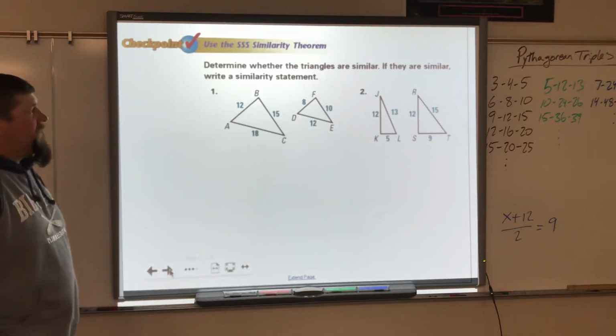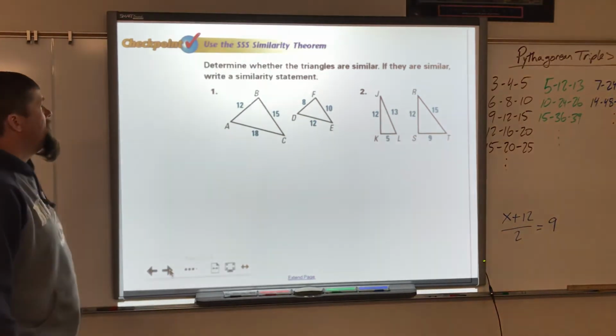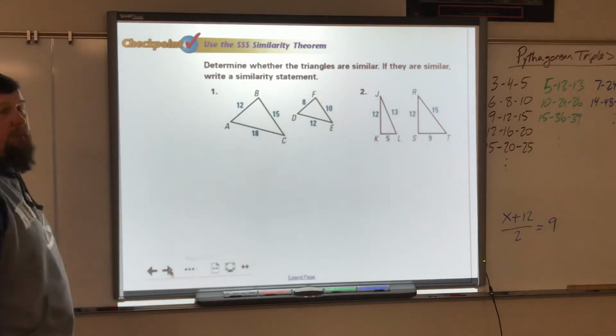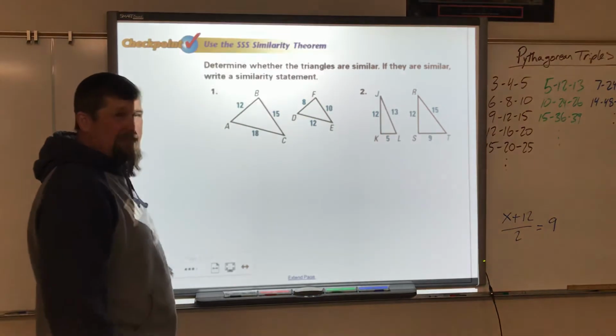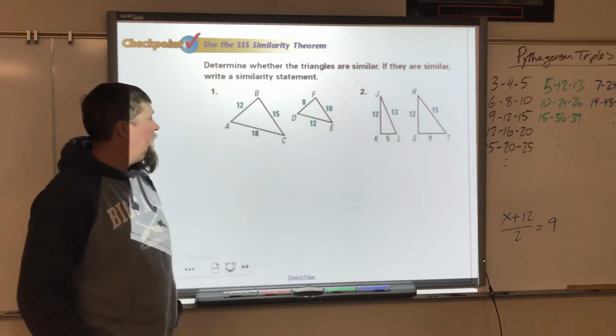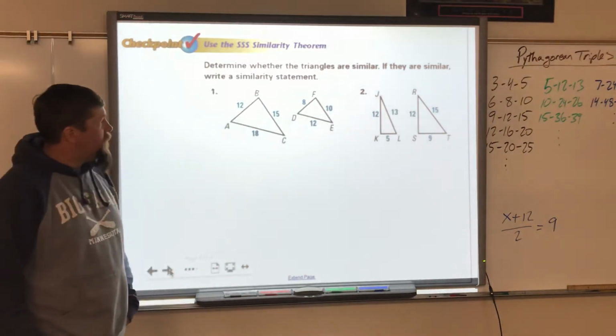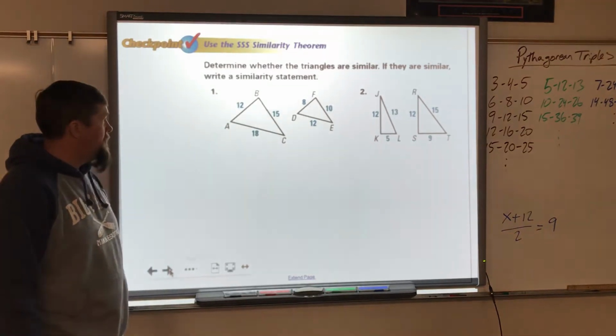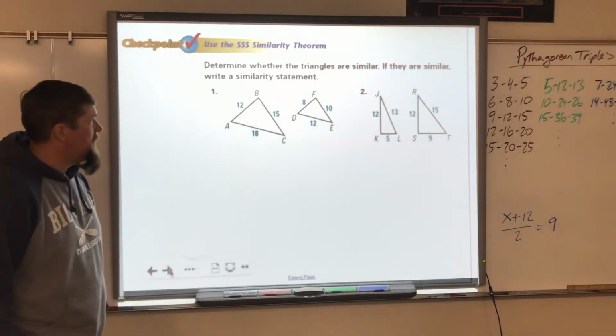All right, go ahead and try these. This 1 and 2 here, determine whether the triangles are similar. If they are, write a similarity statement. Go ahead and pause the video, try it, and see how you do. I will go over those in just a second after you are done.